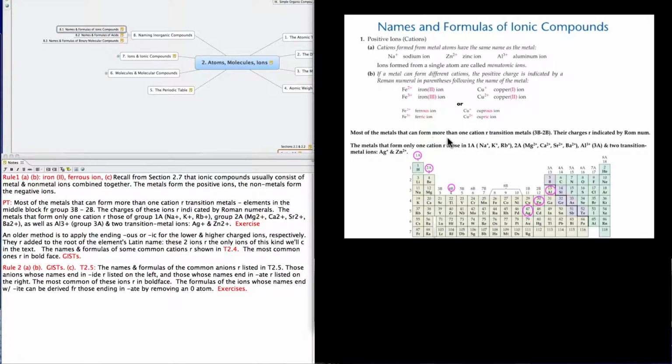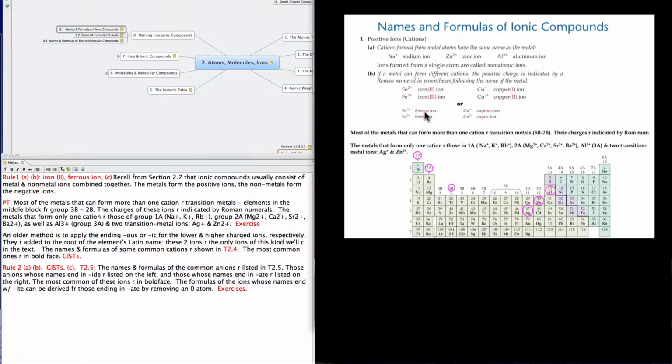Most of the metals that can form more than one cation are the transition metals from group 3B to group 2B. Their charges are indicated by, as we said before, Roman numerals. The metals that form only one cation are those in group 1A, such as sodium, potassium, rubidium, and group 2A, such as magnesium, calcium, strontium, barium, and aluminum in group 3A, and two transition metal ions, silver and zinc.